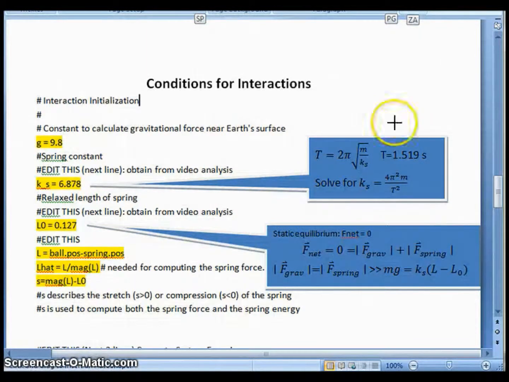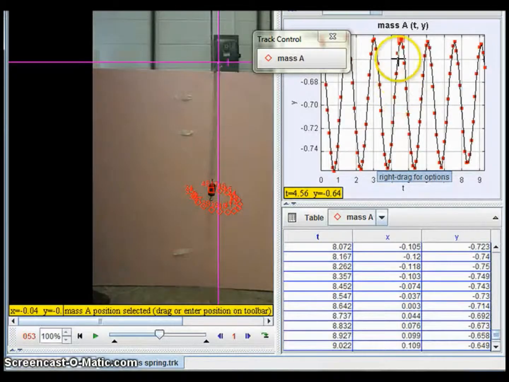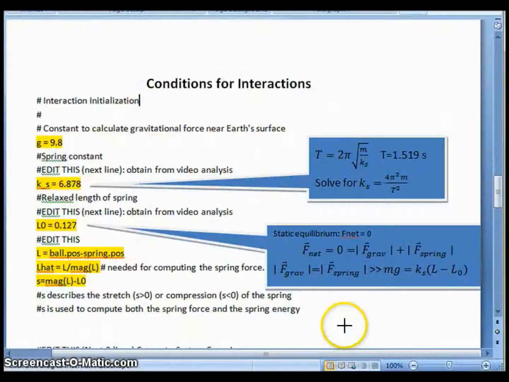A good estimation of the period of oscillation T we can find by going to Tracker and taking the total duration of 3 periods and dividing it by the number of periods, which is 3. As you can see here, the duration at this point is 4.558. If we divide that by 3, we get 1.519. Then we just plug in the T value and the mass of the system to find the stiffness of the spring.